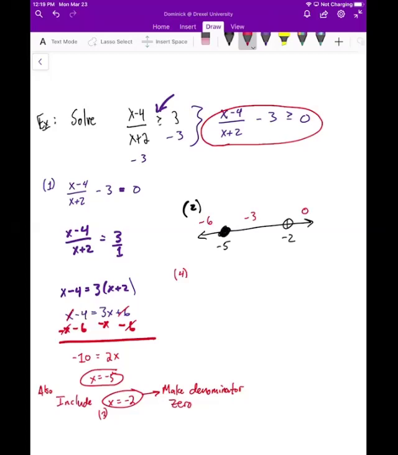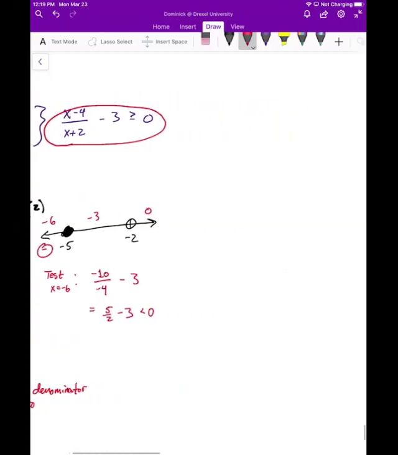Okay, so let's see what happens. If we plug in x is negative 6, we're going to get negative 6 minus 4, which is negative 10, over negative 6 plus 2, which is negative 4, and then we want to subtract 3. So this is 5 over 2 minus 3. Since 5 over 2 is 2.5, this will be less than 0. So in this section, we have negative.